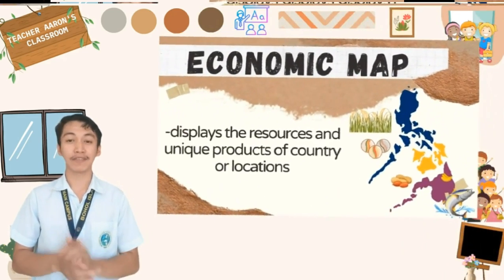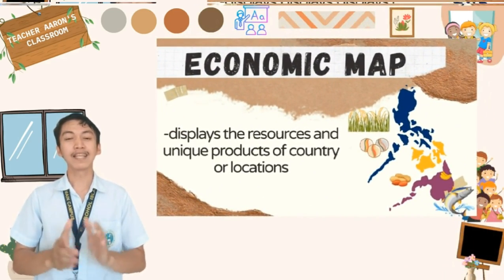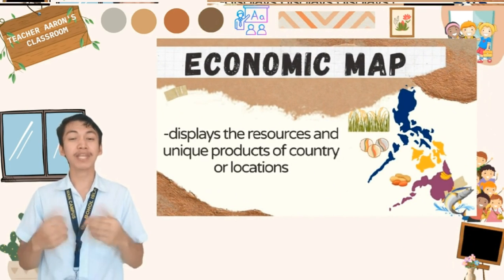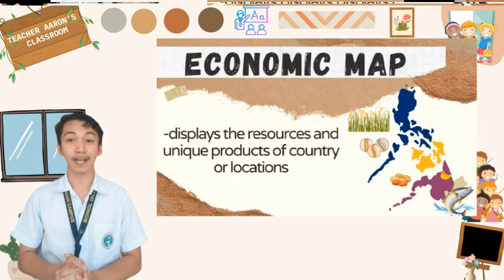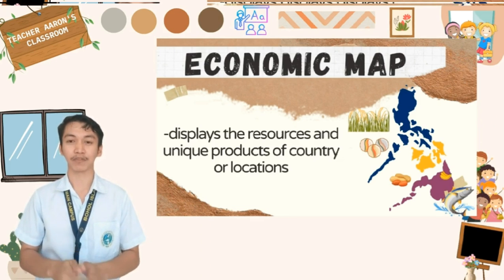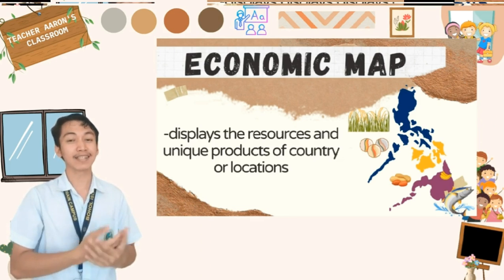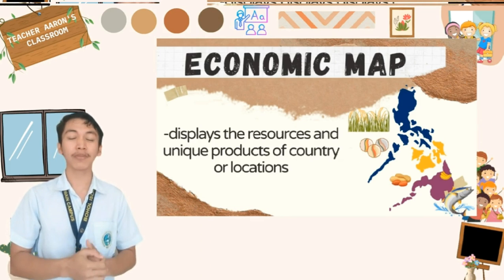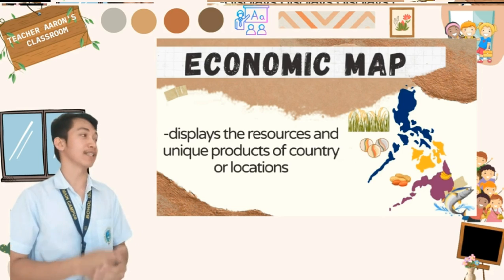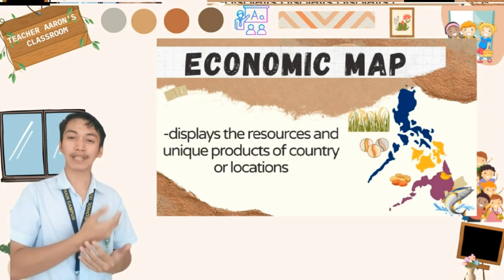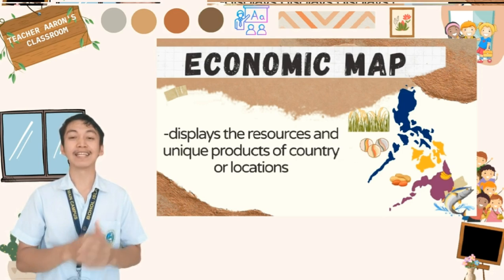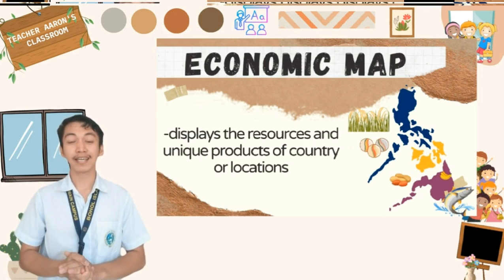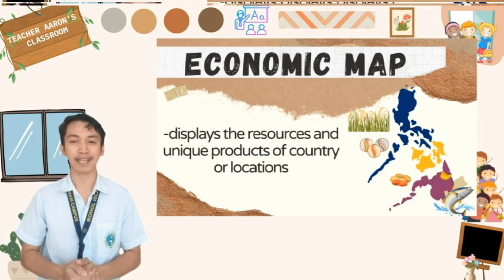Then we also have the economic map. This map shows the unique resources and products of the country or the location. For example, in the Philippines, rice capital, which is the region 3, tuna capital, which is the Jensen, marble capital, which is Romblon, and Davao, which is known for its wide range of banana plantation.